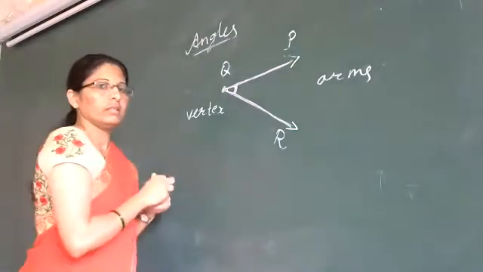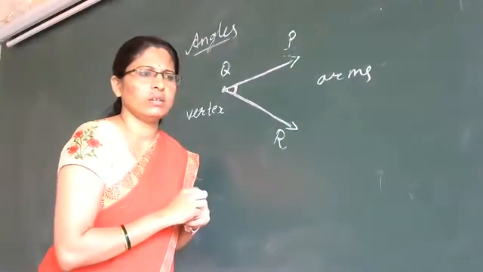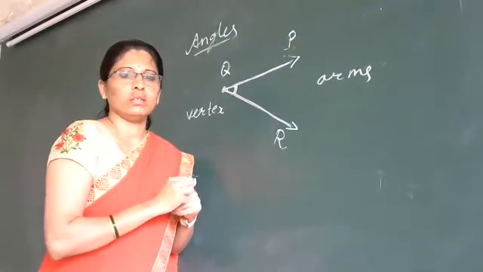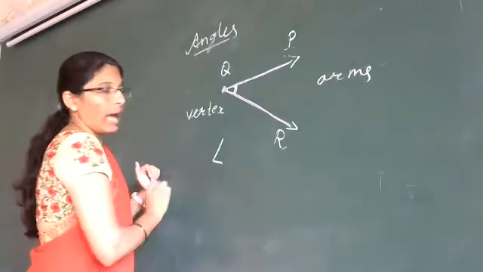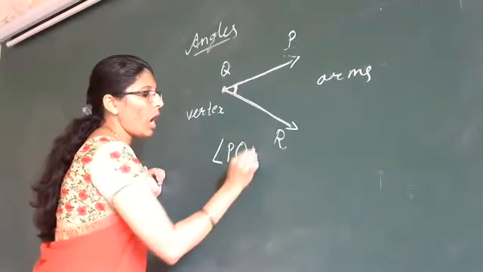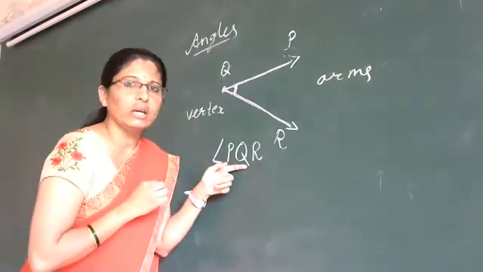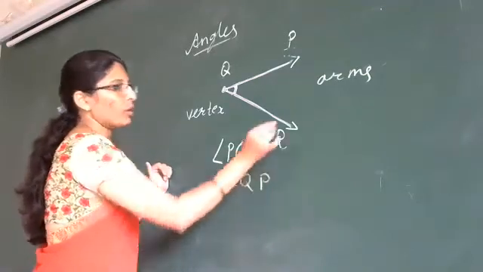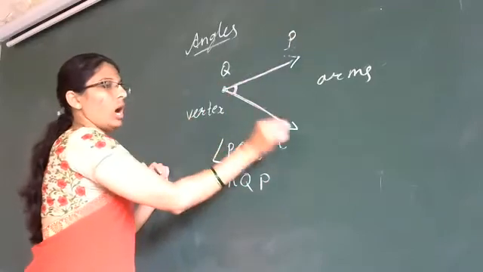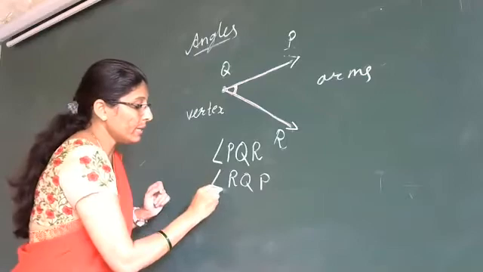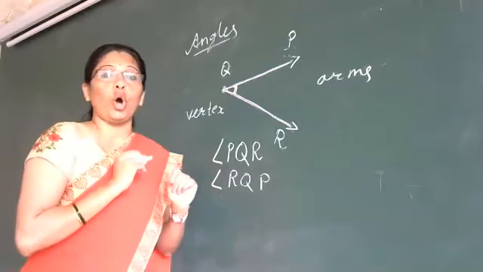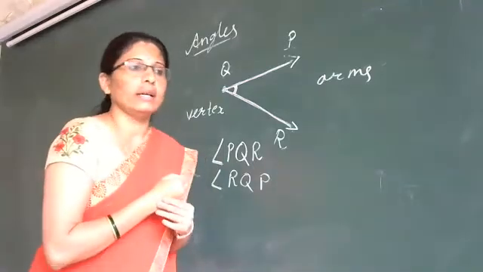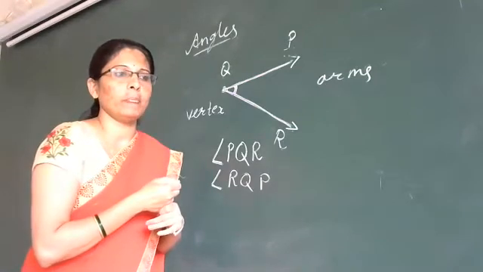So always Q should be in the middle. You can write angle PQR or angle RQP also. And this is the symbol of angle.